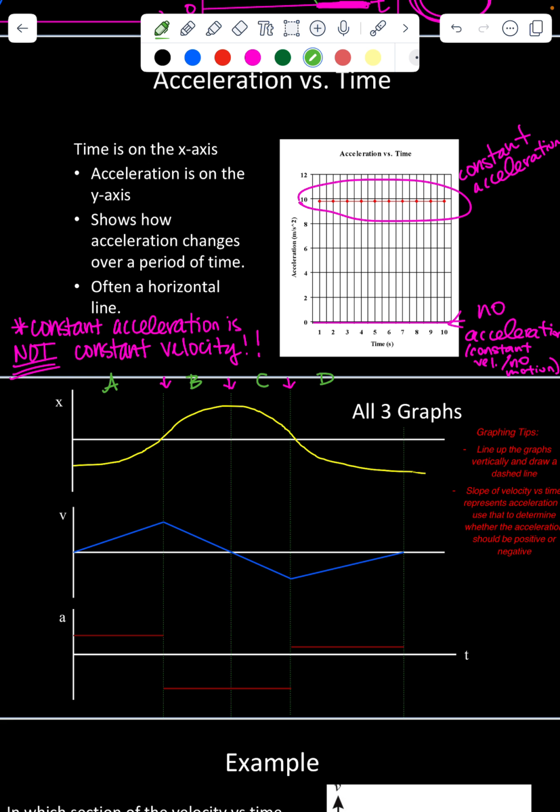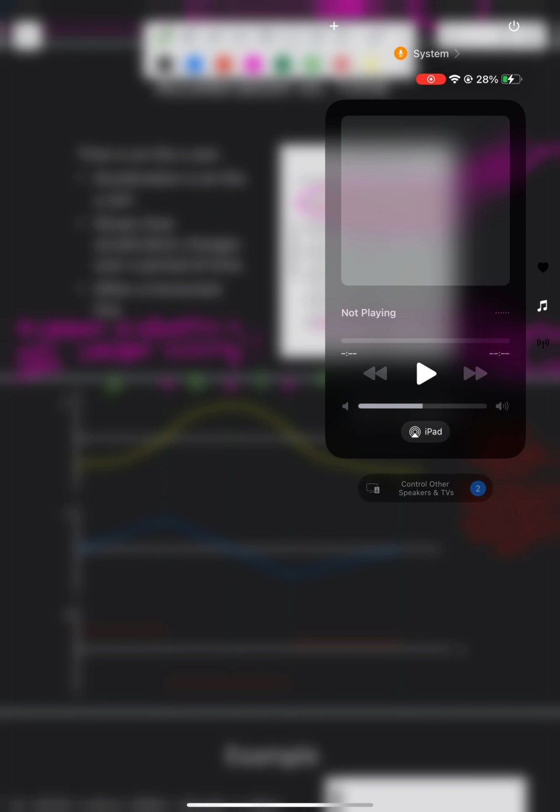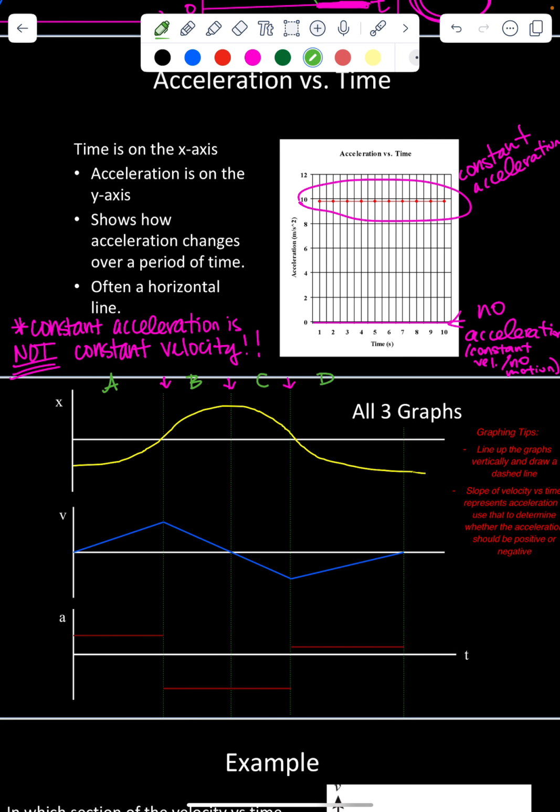What I like to do first is interpret the position versus time graph in order to tell what's happening. If we look at just that yellow line, that's our position versus time graph. We do not see any straight diagonal or straight horizontal lines. That tells us that we do not have any sort of constant motion happening, so we have all types of acceleration happening.